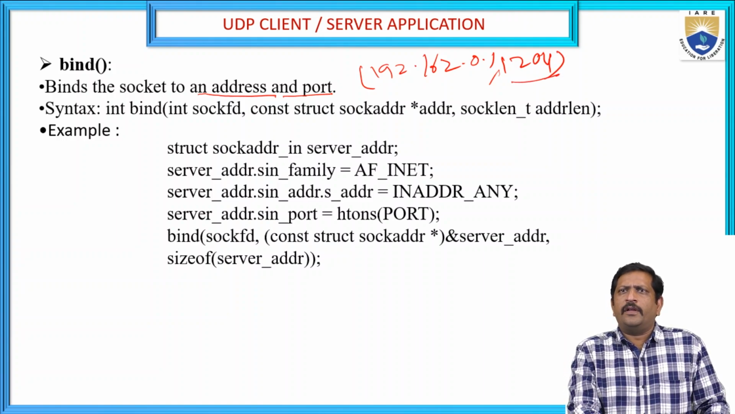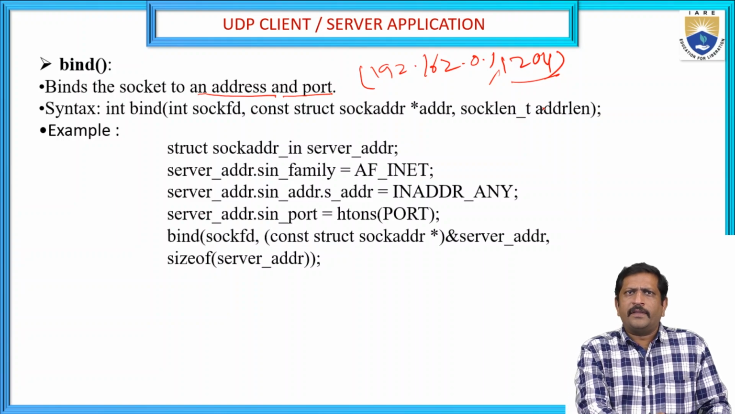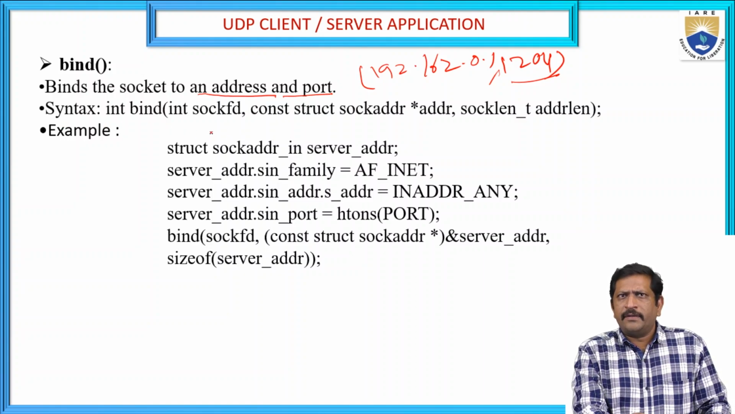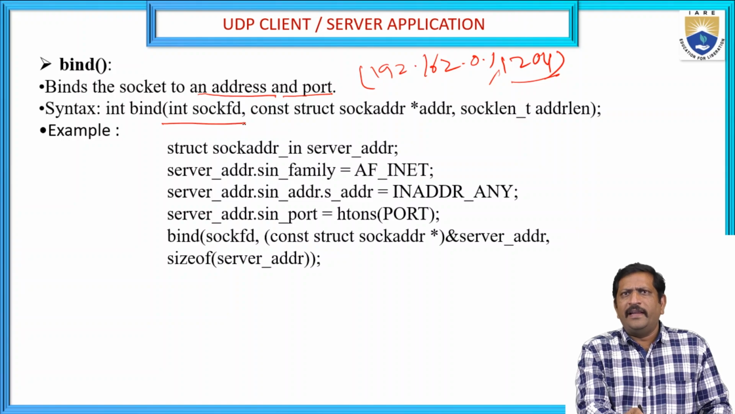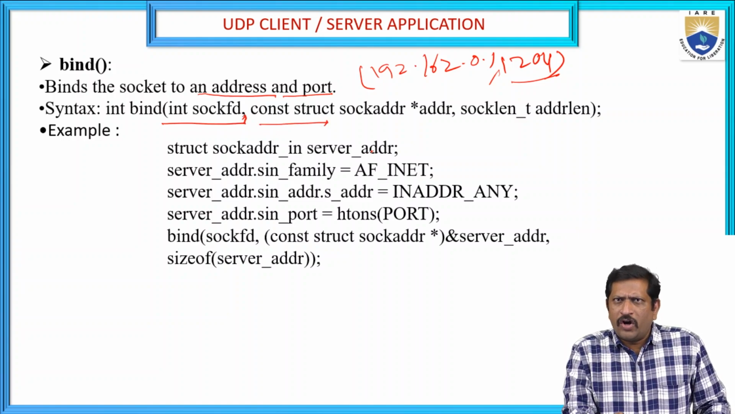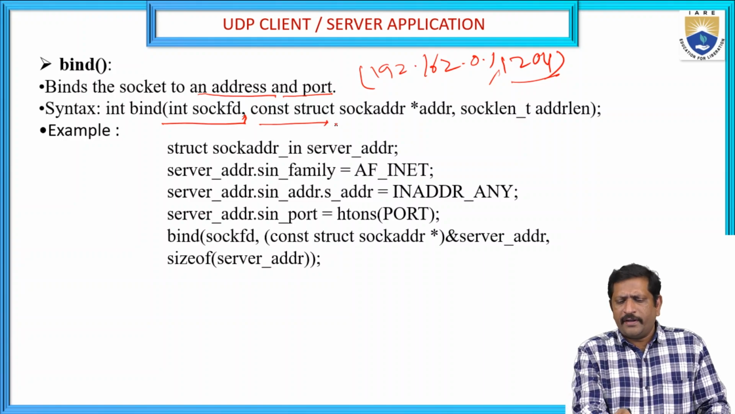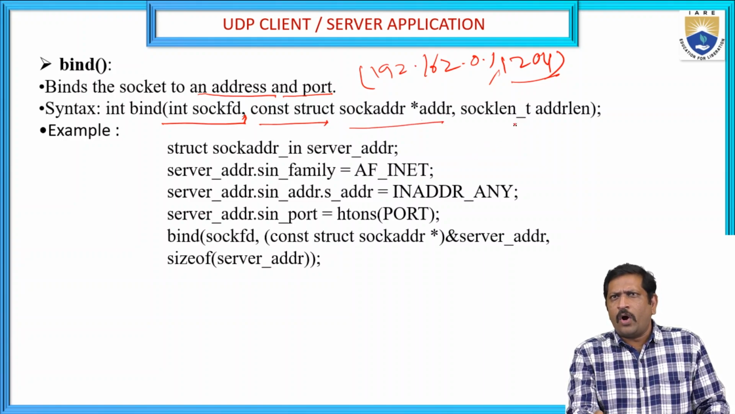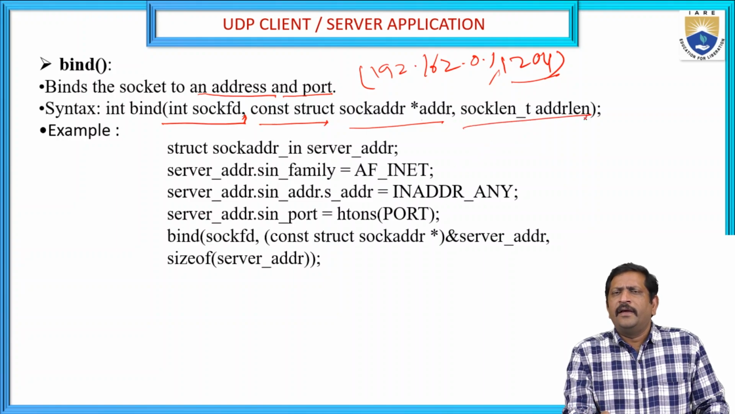1204 is a port number of a client. Now, for binding the socket, the syntax is int bind(int socket_fd, file descriptor, const struct sockaddr *address, socklen_t address_len). The address is a pointer type, and the socket length is the length of the socket, that is the address length, which specifies the address length.